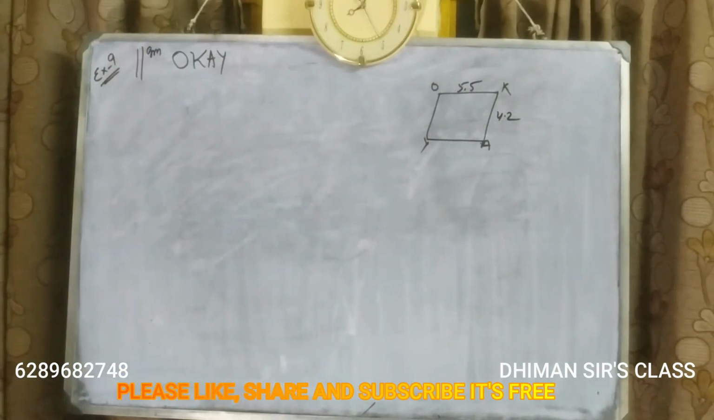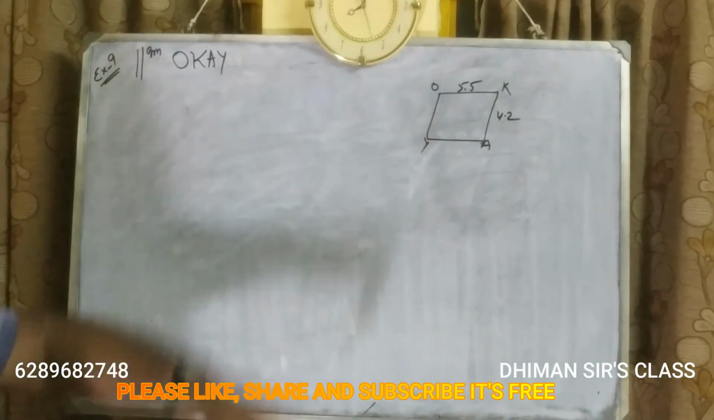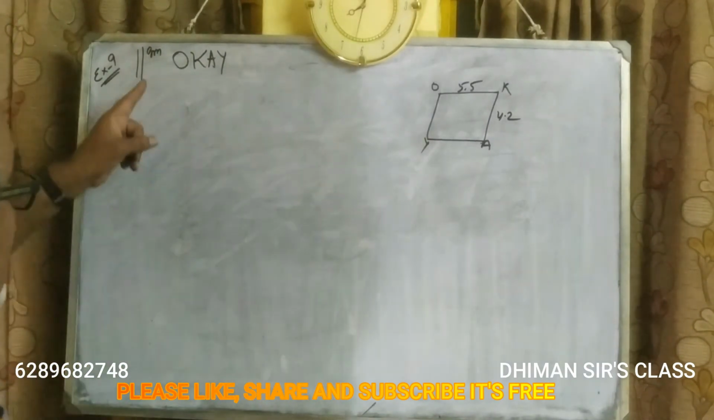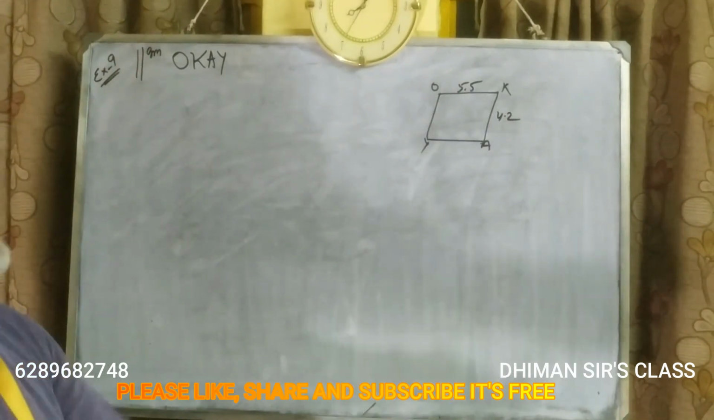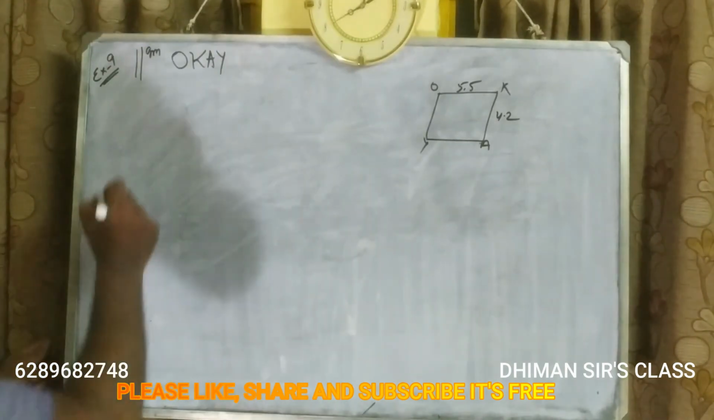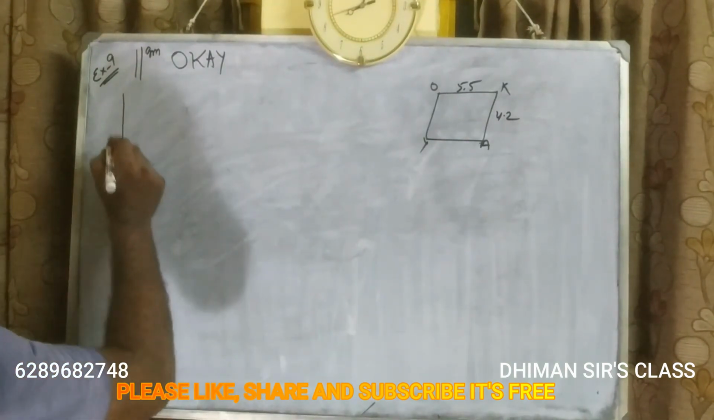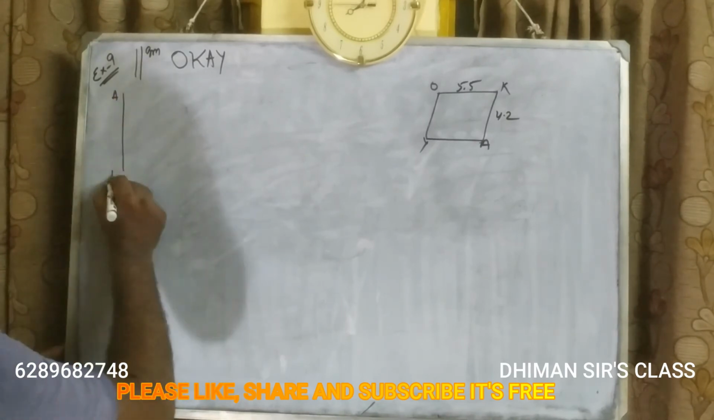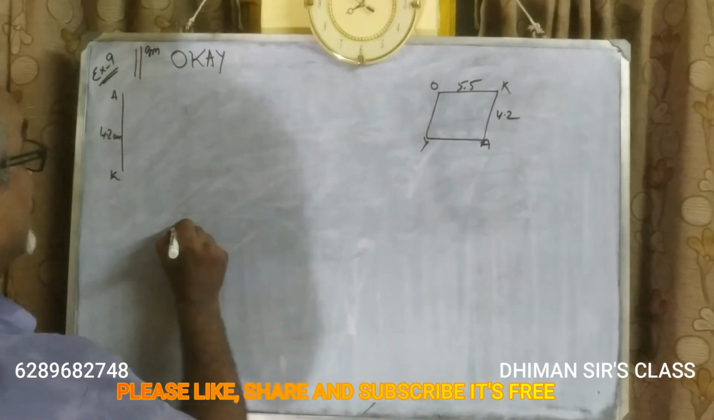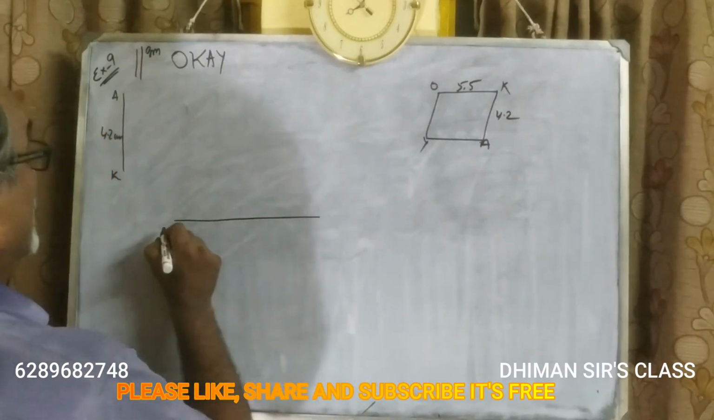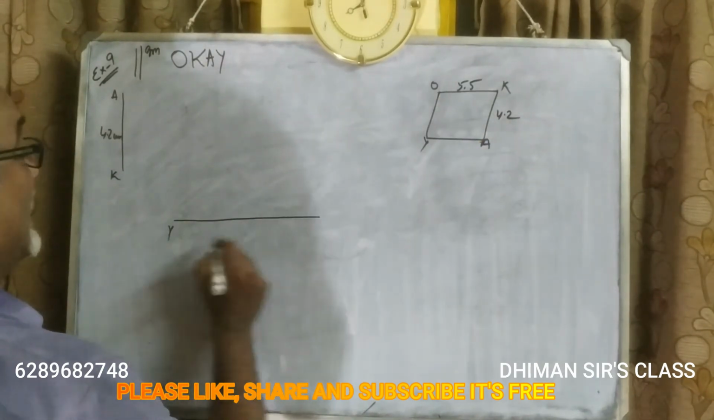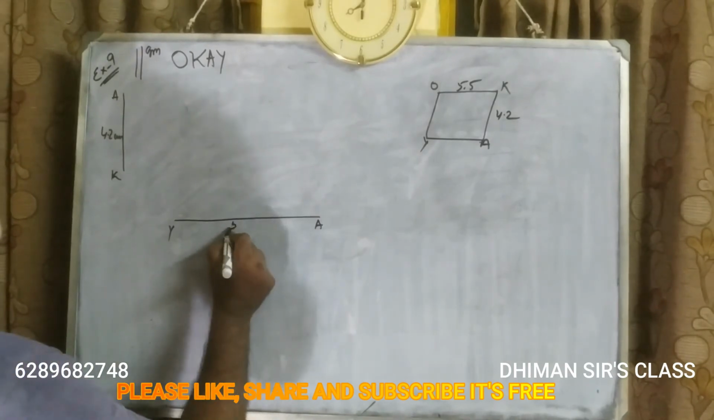AK and YA is not known to us and OY is also not known to us. But what is this, sir? Parallelogram. Sir, parallelogram means opposite sides are equal. So draw AK 4.2 centimeter and OK 5.5 centimeter. Okay, actually YA also will be 5.5 centimeter. So let this be YA 5.5 centimeter.